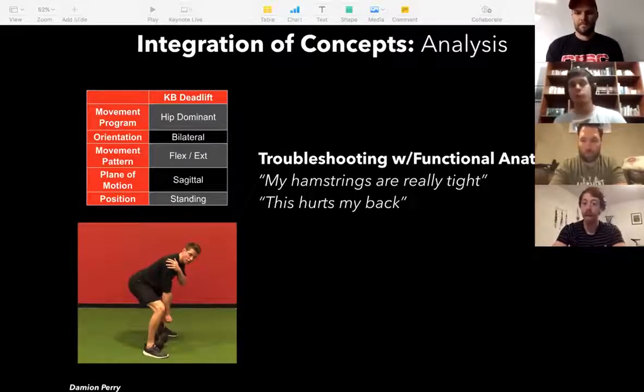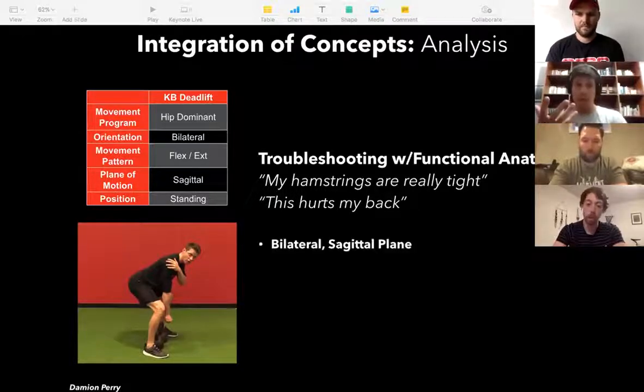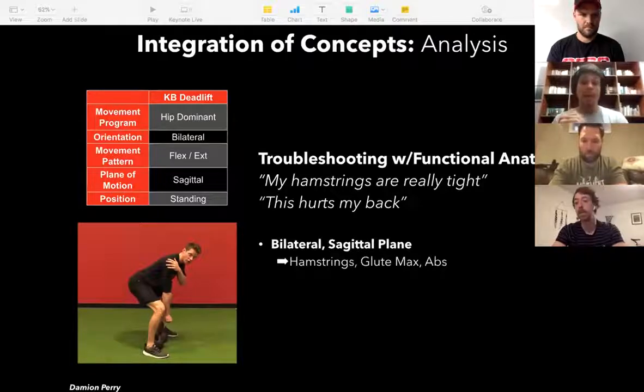I can just break this down without even having to do anything really in depth, and hopefully it makes a difference, right? So bilateral sagittal plane. We're going to be using things like hamstrings, glute max, and abs. So his abs are going to lock in and just kind of hold them in there. His hamstrings are going to lower him down eccentrically, and then his hamstrings and his glutes are going to push him back up top.